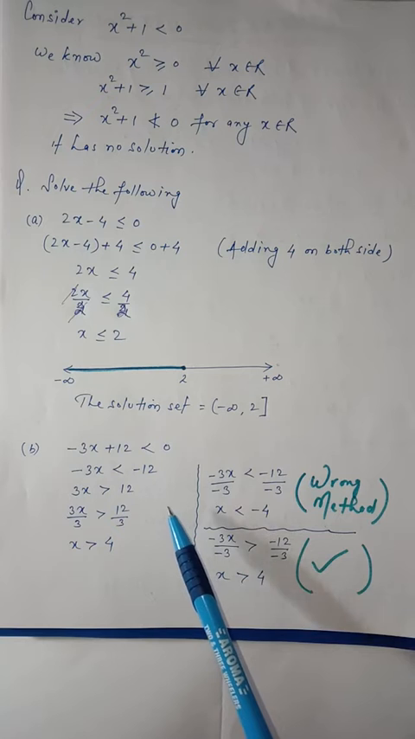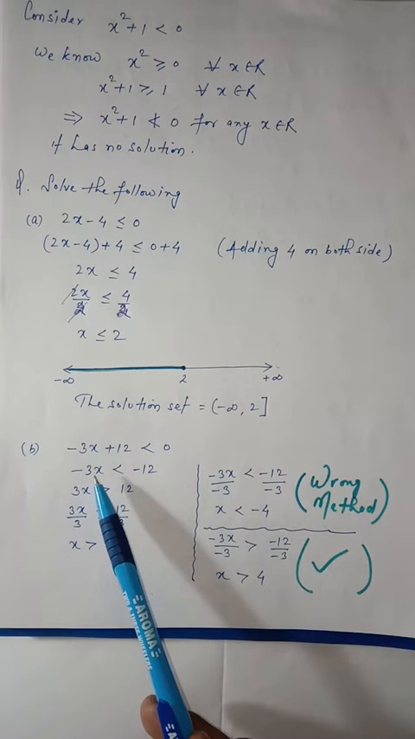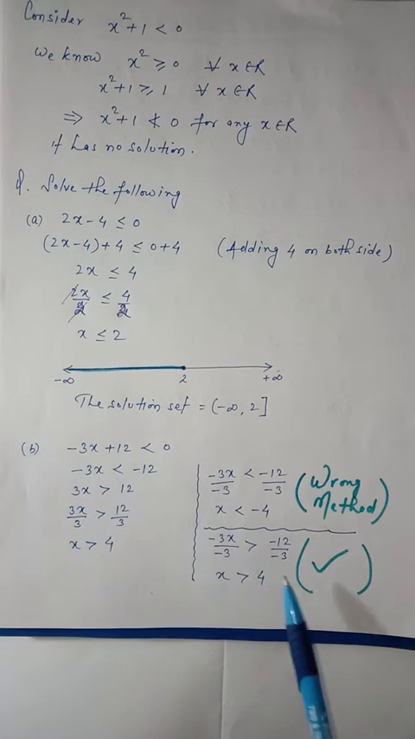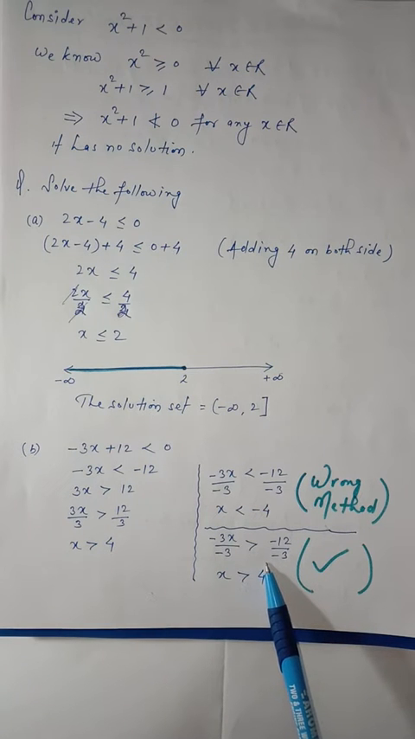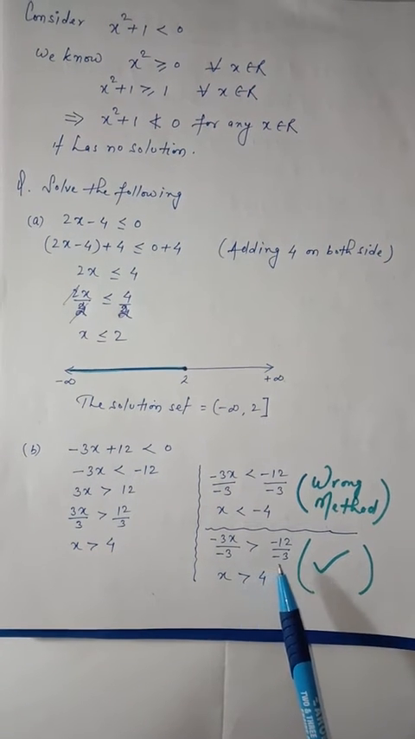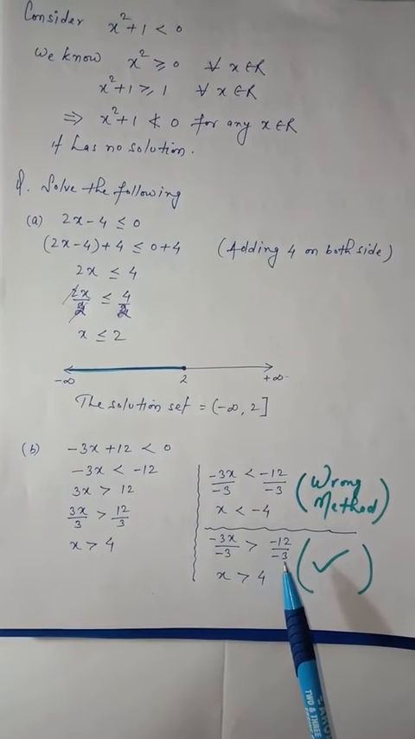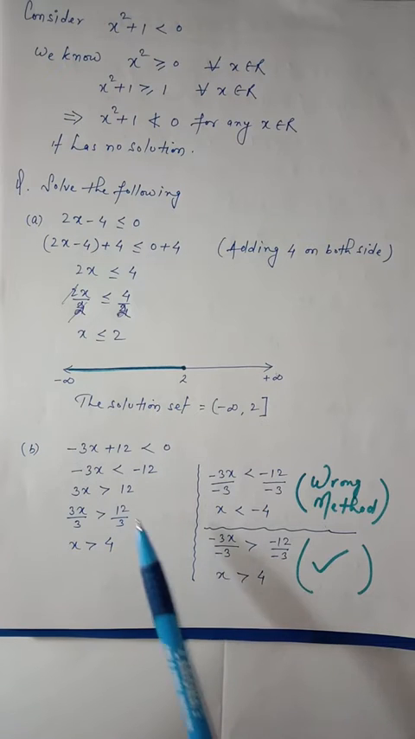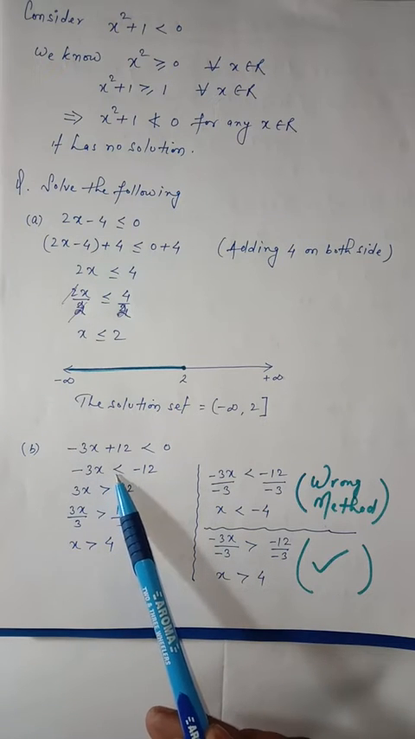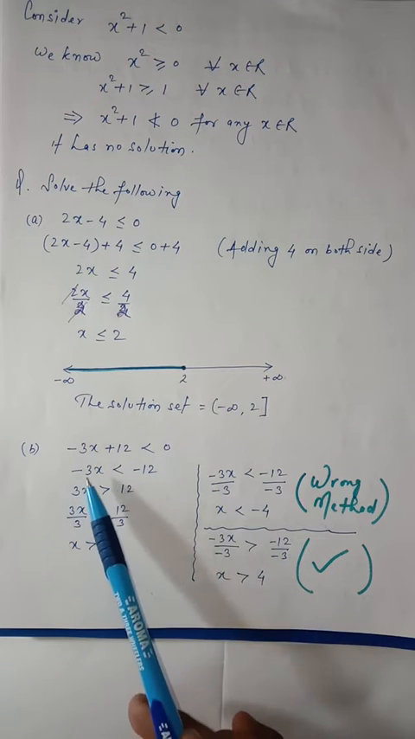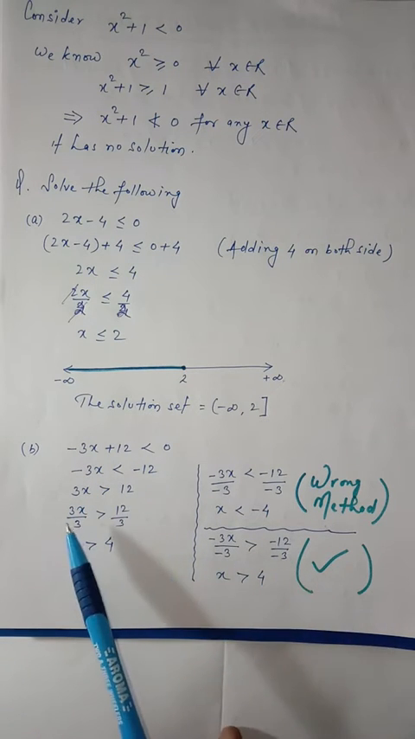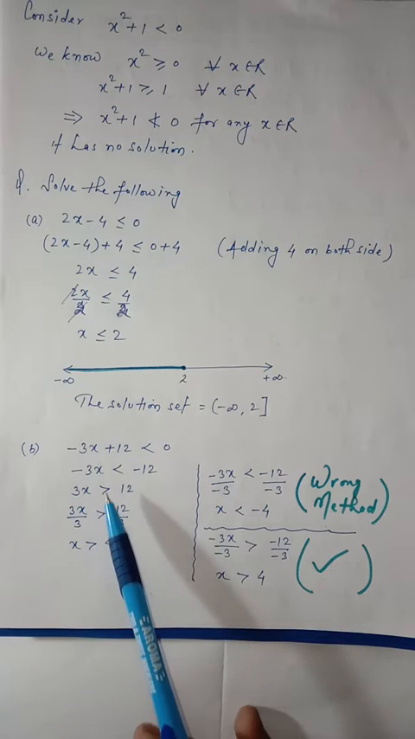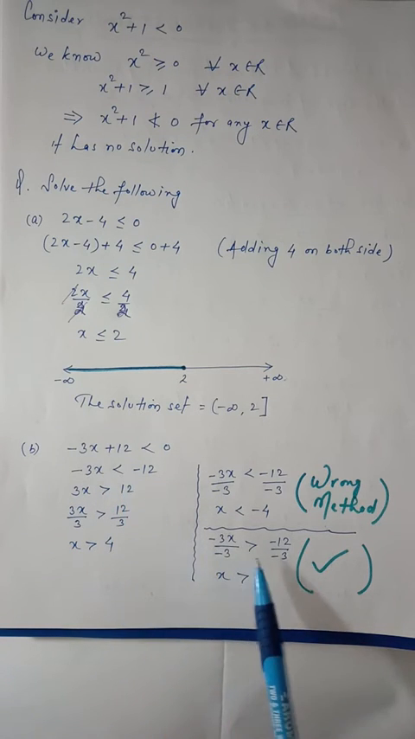One more method is here, like if you are getting minus 3x less than minus 12, see here. You can observe one thing here. When we are dividing by minus 3, please note this sign is changing, because we are dividing both sides by minus 3. Whereas in the earlier case we were dividing by plus 3, so that sign was the same, but here this sign is changing. Now this will become greater than 4.